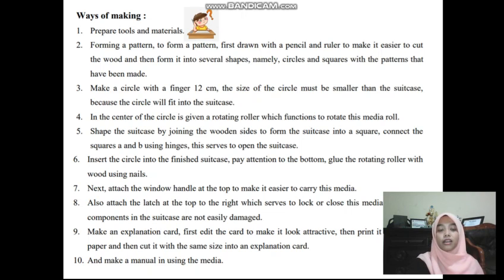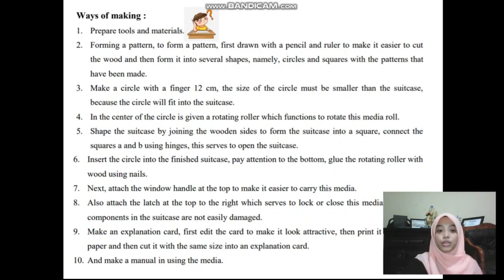Ways of making: first, prepare tools and materials, and then form a pattern first with a pencil and ruler to make it easier to cut the wood. Then form it into several shapes, namely a circle and squares, with the patterns that have been made. Make a circle of 12 centimeters. The size of the circle must be smaller than the suitcase because the circle will fill the suitcase. And next, in the center of the circle, a rotation roller is given with the function to rotate this media roll.